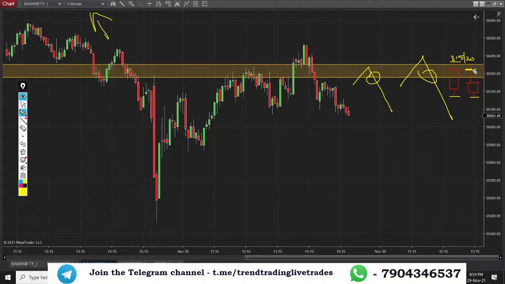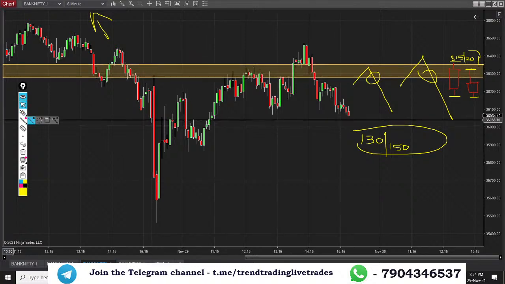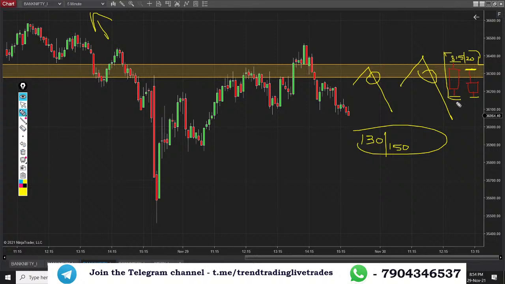Same, if this candle is not exactly at the level, keep a 15 to 20 points buffer, and target here is 130 to 150 points, which is the minimum target I'm getting in terms of Bank Nifty future levels from my entry point. Okay, the level is 36,280 to 36,350. Clear? And one more thing, this candle range should not be more than 170 plus points. If it is more than 170 plus points, I'll be avoiding.